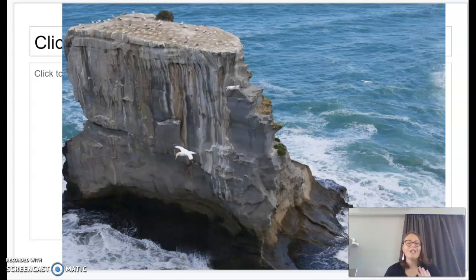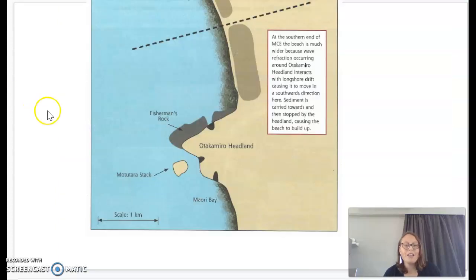Alrighty, so now we're going to look at the processes that have created Motutata Island. So that is the stack that stands freely away from the headland, Otakamedo Point, just here. Alright, so this is the feature that we're going to be talking about, and we're going to talk about how the processes that created that.